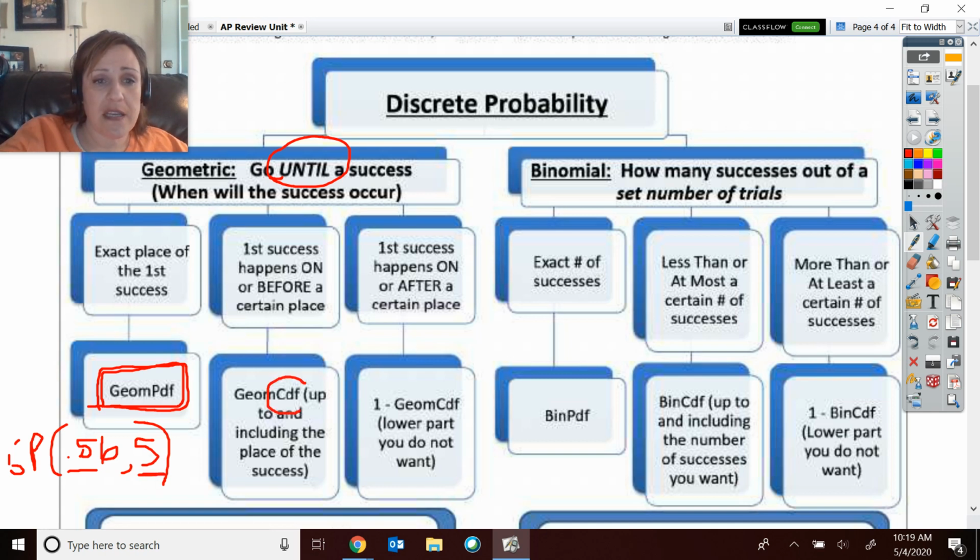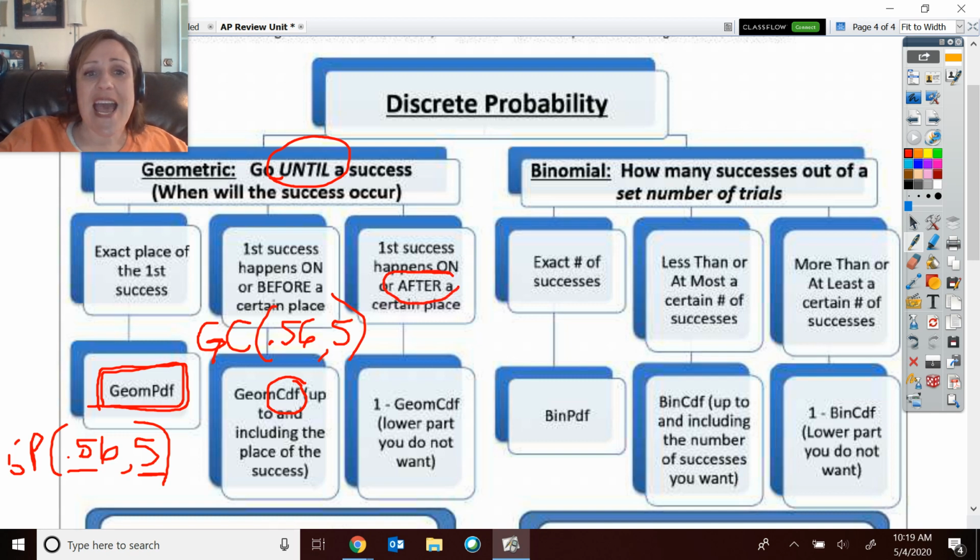Then that would be accumulating a success in the 1st or the 2nd or the 3rd or the 4th or the 5th. So that would be a geometric CDF of that 0.56 in the 5th spot. And so that's going to accumulate all of those ones below, or 5 and below. But what happens if you want the probability you find the first success after the 5th spot? So you have to go 5 spots, and then the success happens after that sometime.